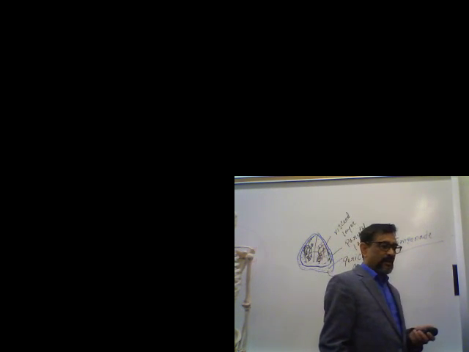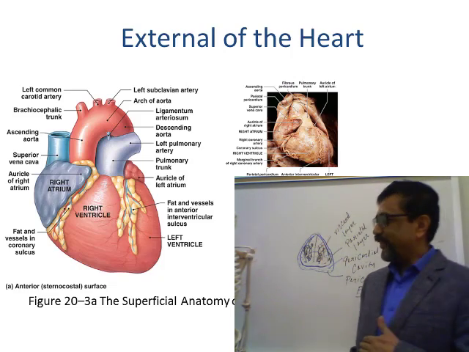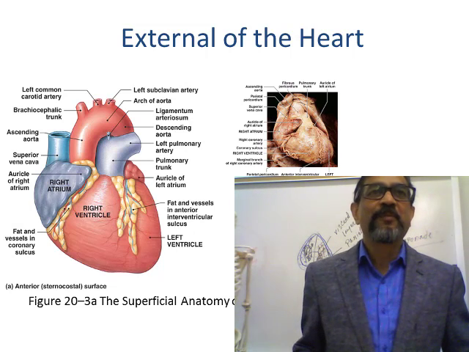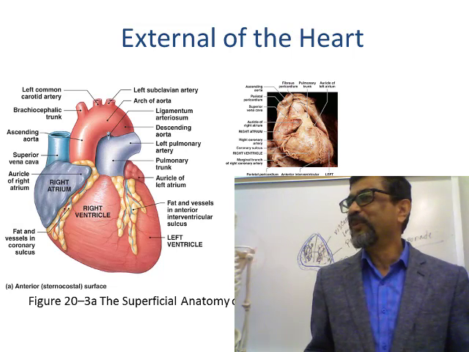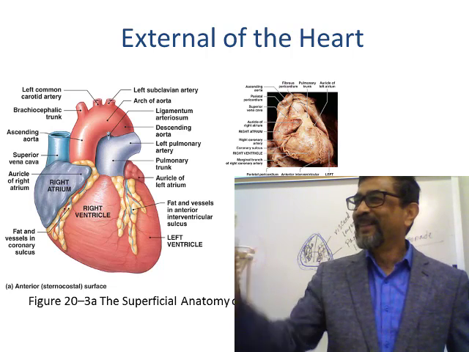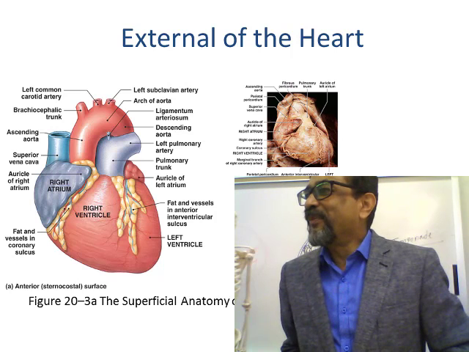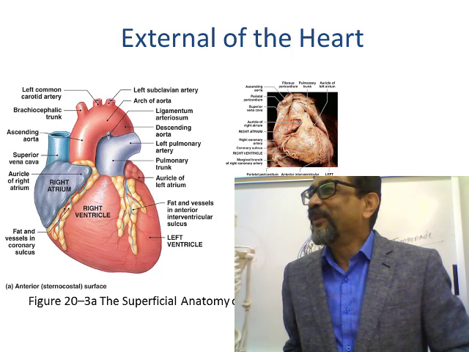External of the heart. If you see a heart from outside, what are the things you will be able to see? You did the dissection of the heart, right? Already? So you have seen the heart from outside. Can you detect the atrium and ventricle? Can you separate the left and right ventricle from outside? You did it, right? Remember?